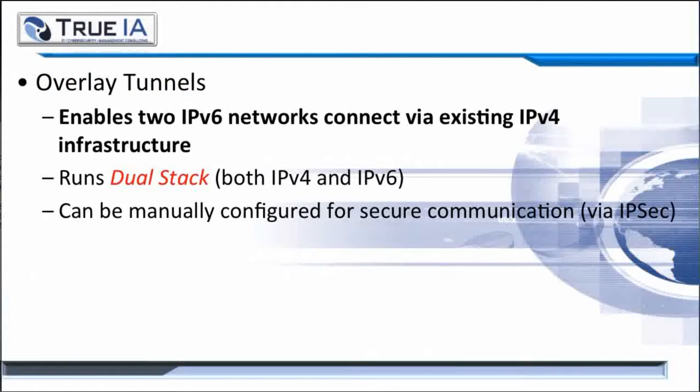So once connected to the IPv6 internet via a tunnel, you will have to deal with overlays. The overlay enables two IPv6 networks to connect via the IPv4 infrastructure. This runs as what's called a dual stack. It's when both the IPv4 and IPv6 protocols are running. And given the inherent insecure nature of both the internet and some of the unknowns of IPv6, it's recommended that you configure, at this point you'll have to do it manually, to run the IPsec protocol.